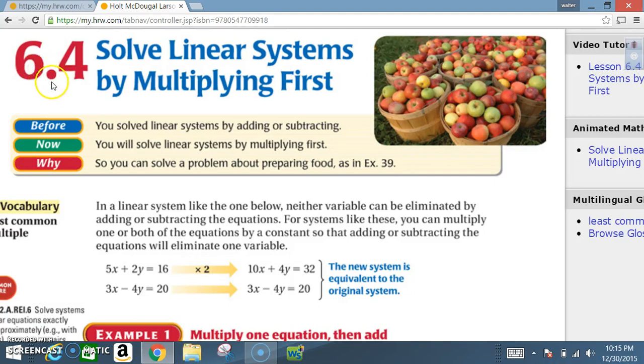Okay, class, today we're in section 6.4. Solve linear systems by multiplying first. Before, you solved linear systems by adding or subtracting. Now you will solve linear systems by multiplying first. Why? So you can solve a problem about preparing food, as in exercise 39.